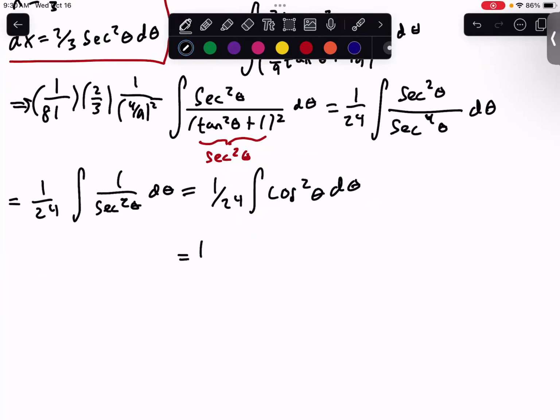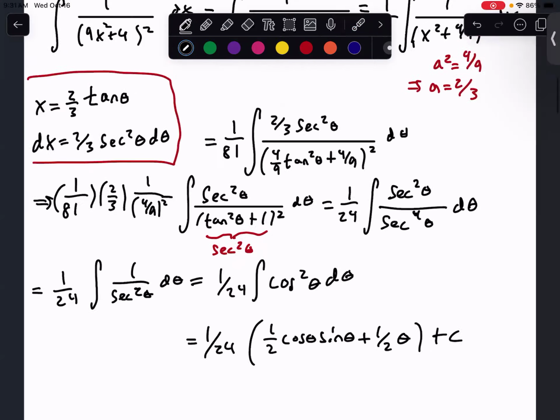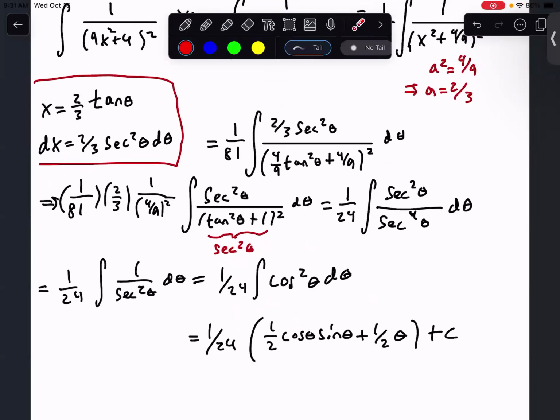So by the reduction formula, this is 1/24 times 1/2 cosine theta times sine theta, plus 1/2 of theta, and then you have a plus C. And so all that's left at this point is that your final answer has to be in terms of x instead of in terms of theta. And so you have to draw this triangle out.